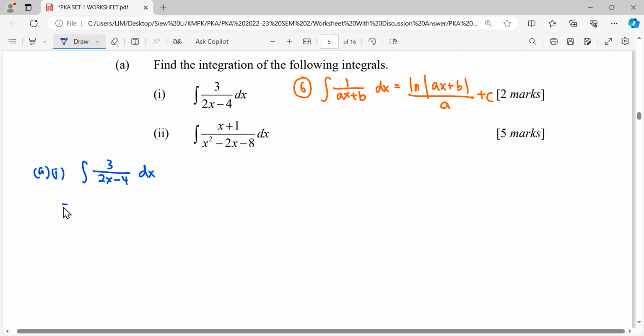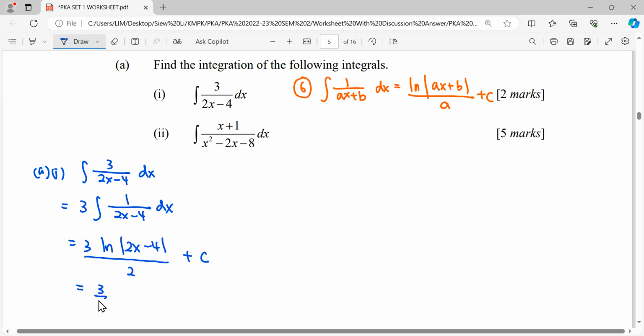Back to this question, what can we do? We can factorize out 3. Then we notice that our denominator is linear and our numerator is 1, so we have this pattern. We integrate using the formula and straight away we get ln of 2x minus 4. Don't forget we need to divide by the coefficient of x, which is 2. Then plus c. Or you can write 3 over 2 as a coefficient also. We put the modulus on the ln to make sure the logarithm is always valid for any value of x. So that's all for the first part.